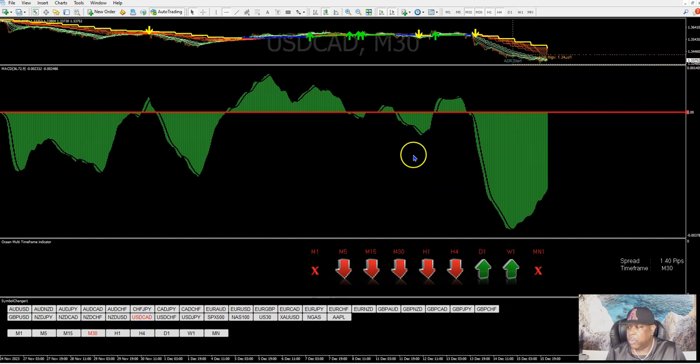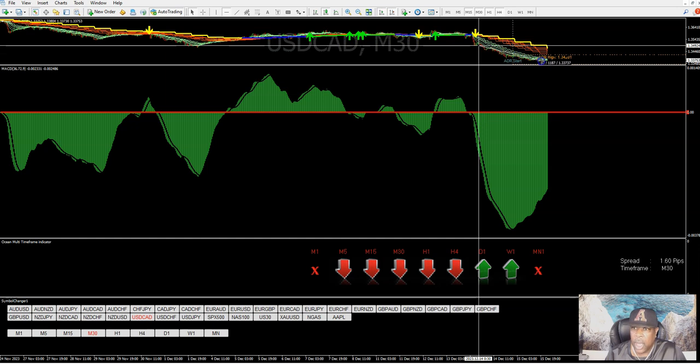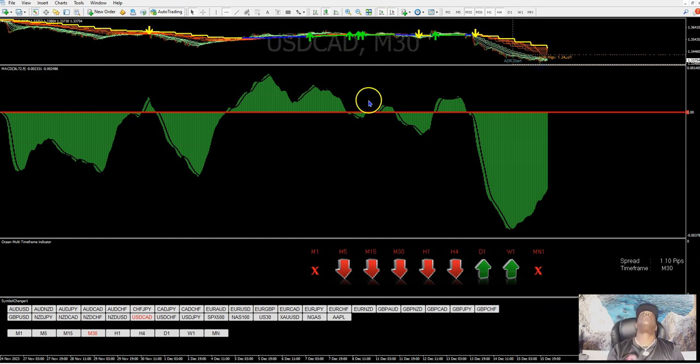Now this one I did miss. USD CAD. Look at this. See? Tight, small candles. And this thing dropped all the way by 145 pips this week. And I didn't take the trade. Oh my God. Crazy. See, this is the stuff you want to see. What did I miss? Oh my God. That was a big one.